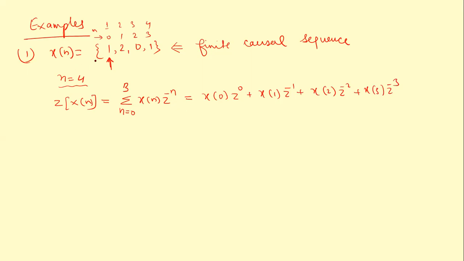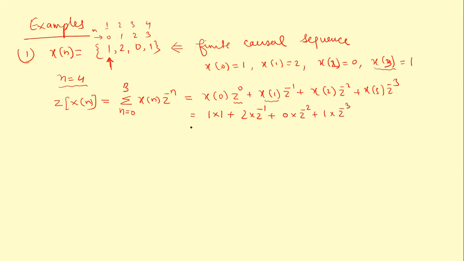Now if we put the values here, what is x0? x0 is 1, x1 is 2, x2 is 0, x3 is 1, right? So we put 1 into z raised to the power 0, which is 1, plus 2 into z raised to the power minus 1, plus x2, which is 0, into z raised to the power minus 2, plus x3, which is 1, into z raised to the power minus 3. So this is 1 plus 2z inverse plus z raised to the power minus 3, the Xz of this sequence, a finite causal sequence.